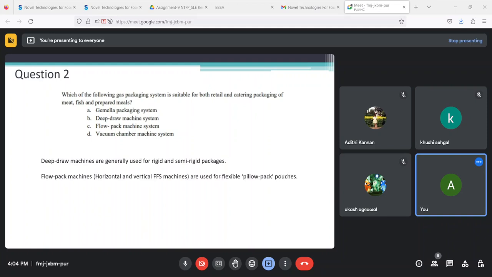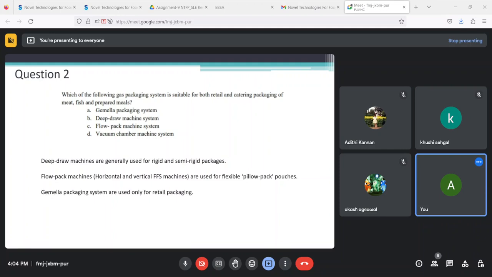You have flow pack machines that are used for flexible pillow packs, like say bread, biscuits and all. They are more flexible food products. So when you're dealing with flexible food products, you use a flow pack machine system where you change the oxygen inside those flexible food product packages. And these are known as pillow pack pouches as well, because they're pretty flexible and soft in nature.